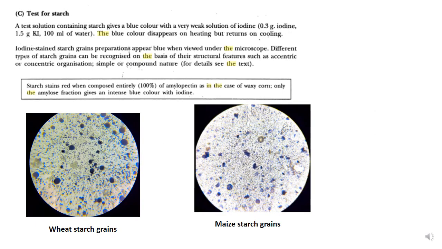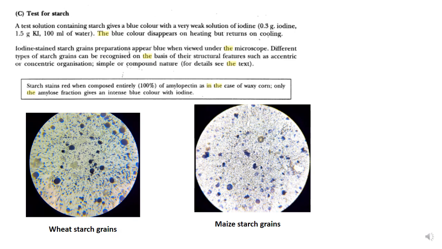Now we can also see starch grains under the microscope. For this, you just take some paste of the test solution, put some iodine on a slide, put a cover slip and observe under the microscope. The iodine stained starch grains appear blue when viewed under the microscope, and we see different types of starch grains depending upon what plant we are taking.